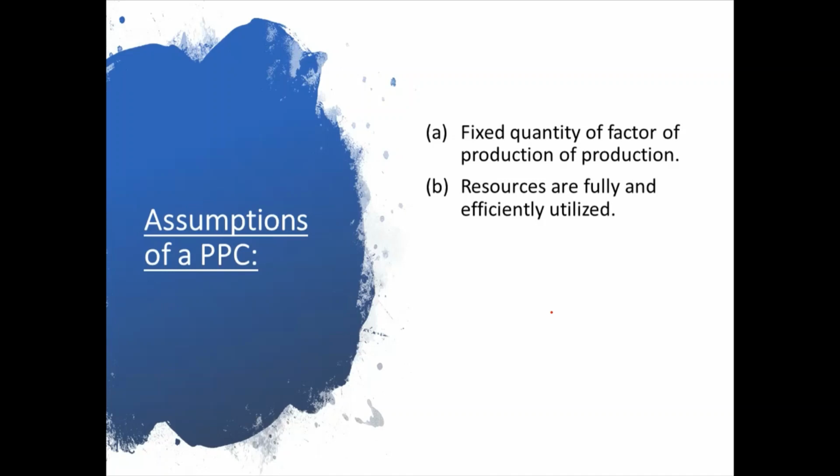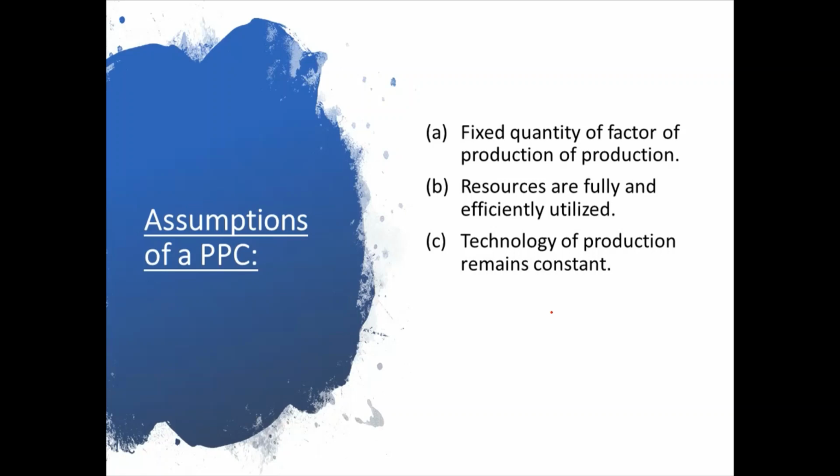The second one is resources are fully and efficiently utilized. This means there is full employment of resources in the economy. You cannot use these resources beyond the particular level that you're using them. That means they're fully and efficiently utilized. There is no more efficient utilization of the resources that you can make other than the one that is already prevailing in the economy.